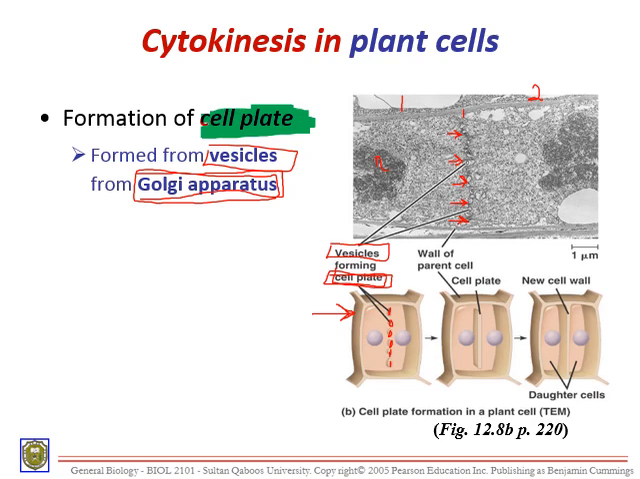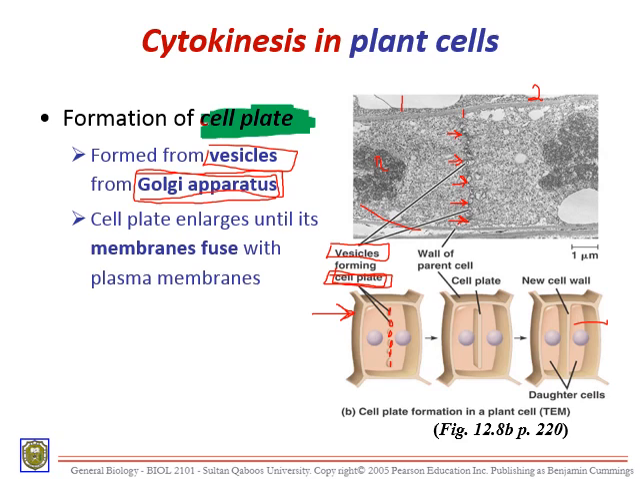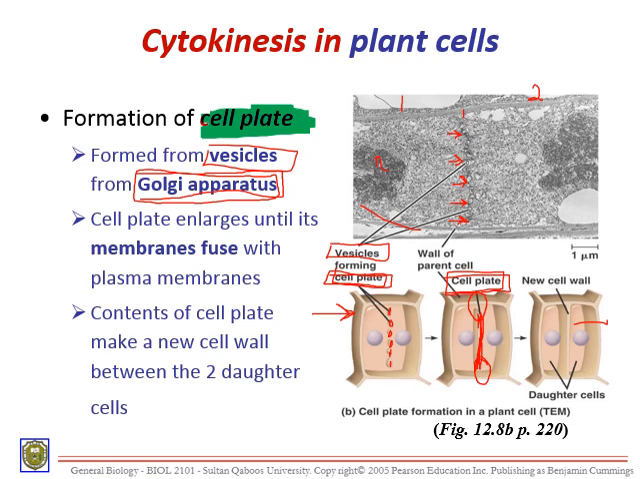And then in the next stage, what happens? The cell plate becomes longer. It becomes larger because now these tiny vesicles have fused together all over, except for the membrane region over here, or the ends. They have not fused yet. So we still call it the cell plate, because it's incomplete yet. And then finally, you have the vesicles fusing until the whole thing is formed from one end to another end.